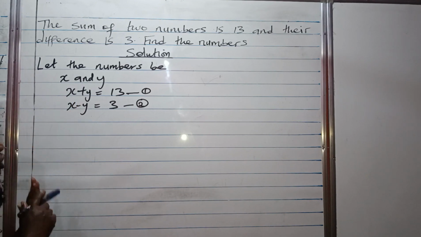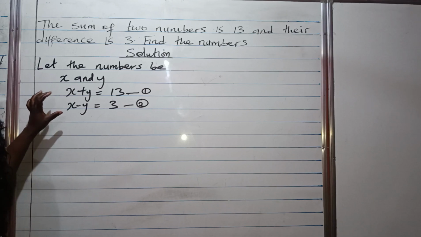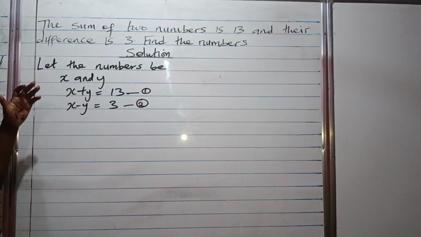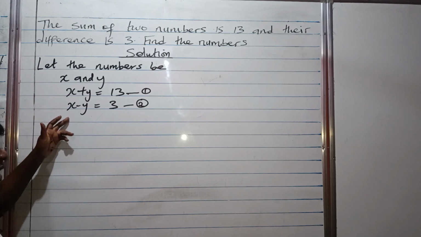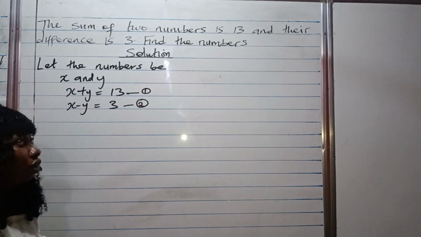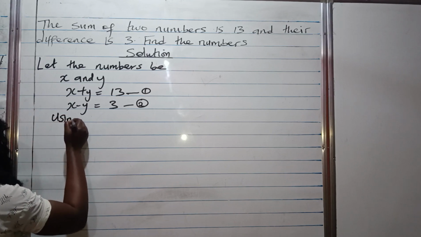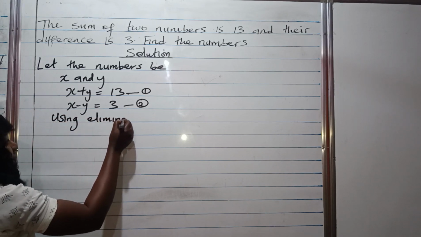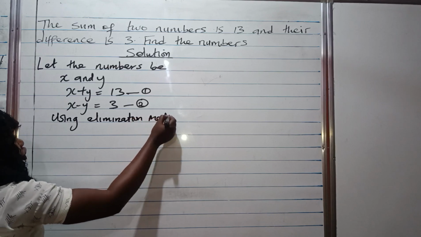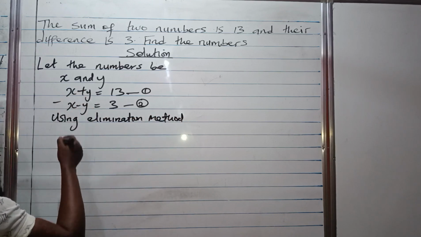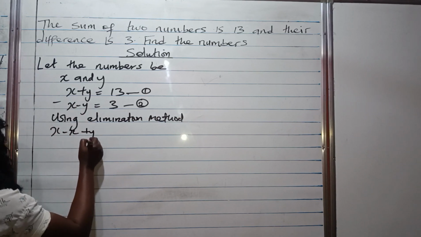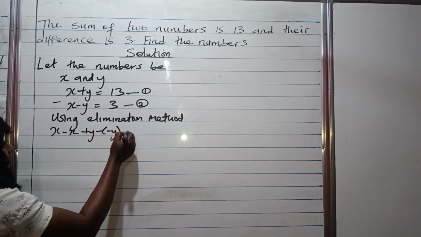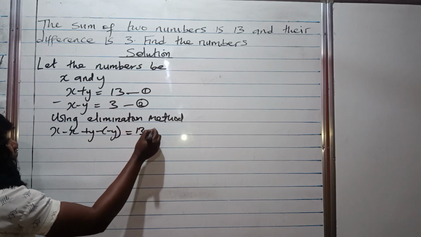So if we look at this question very well, if we subtract equation 1 and equation 2, if we subtract the two equations, then we'll be able to eliminate X, because this will give us X minus X, which will give 0. So using the elimination method, when we subtract this, we have X minus X, then we have Y minus Y, and that will give us 13 minus 3.